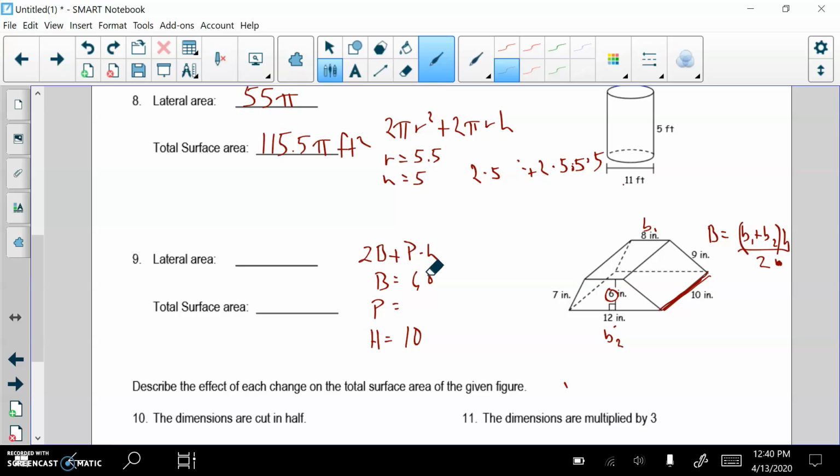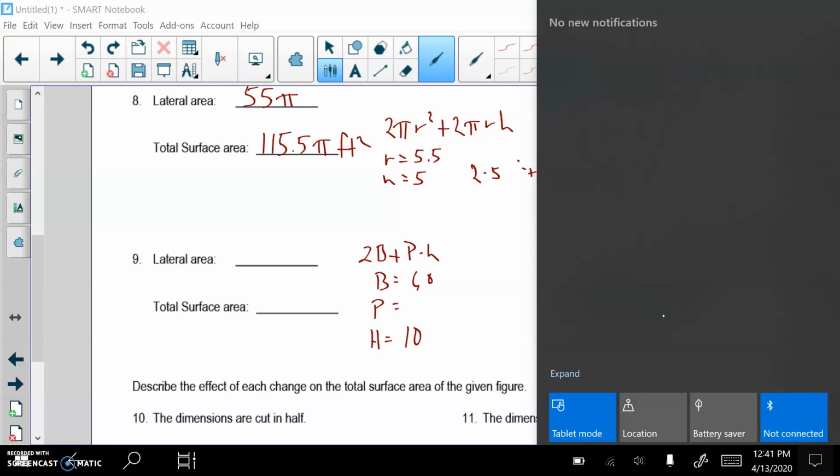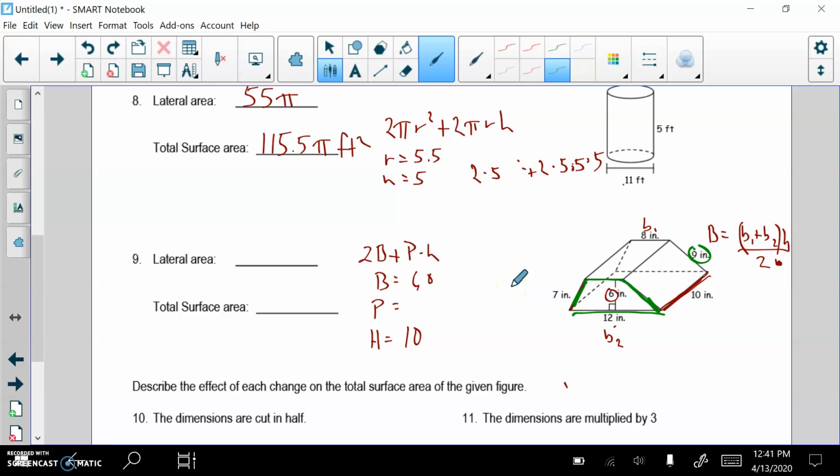And the perimeter of my trapezoid is 7 plus 8 plus 9. I can see it's 9 from back here, plus 12. So 7 plus 8 is 15. 15 plus 9 is 24. 24 plus 12 is 36.